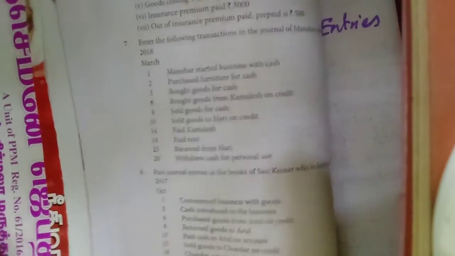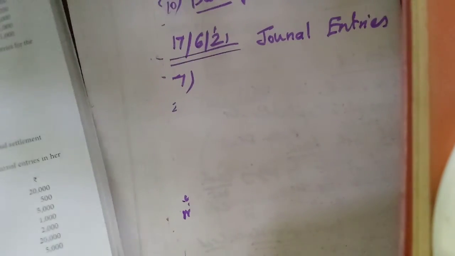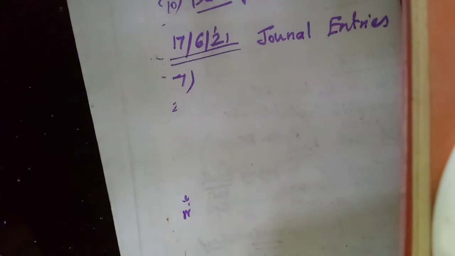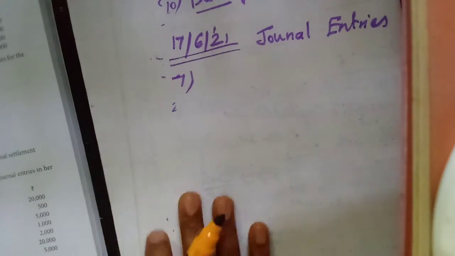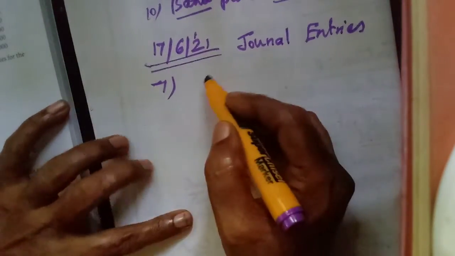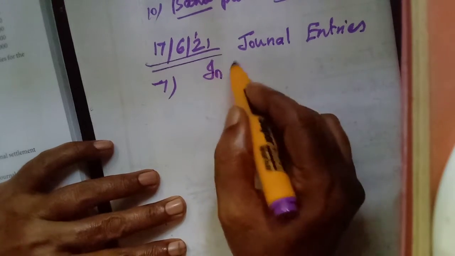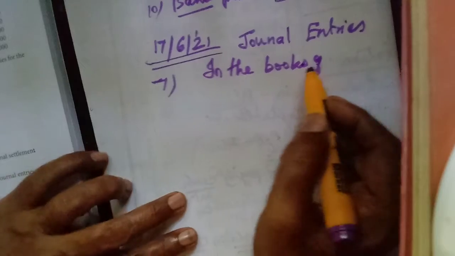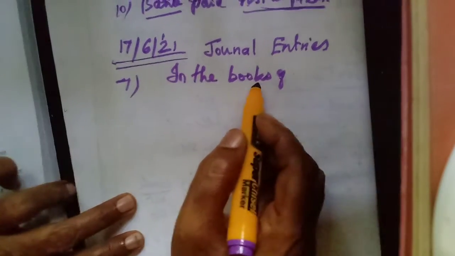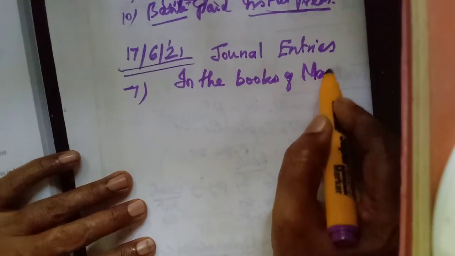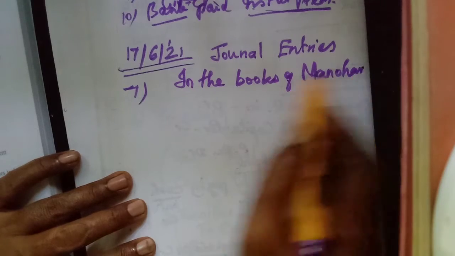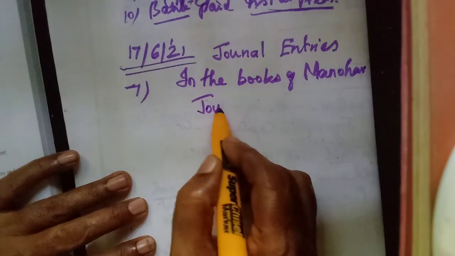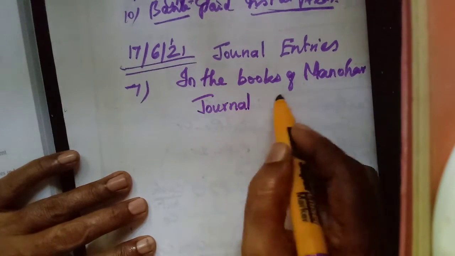First we should write the question number, then the heading. The question number is 7. The heading is in the books of Manohar. We have to write journal entries.